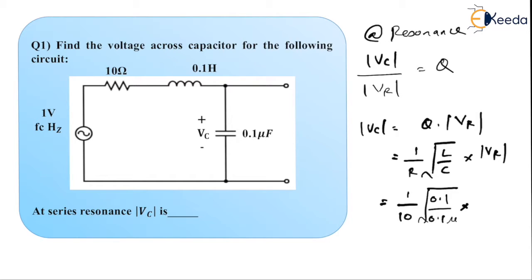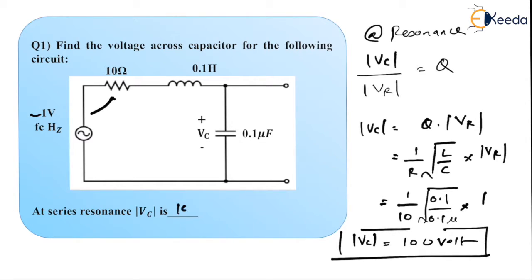At resonance, one should understand that there is no effect of L and C. In fact, whatever input voltage appears completely across resistor. Therefore, I can consider voltage across R, that is magnitude of voltage across R, is simply input voltage, which is 1 in this case. So, if you solve this, you will get this equal to 100. So, this is the magnitude of Vc in volt. So, the answer is 100 volt. I am sure you understood this problem. Let's move to the second problem now.